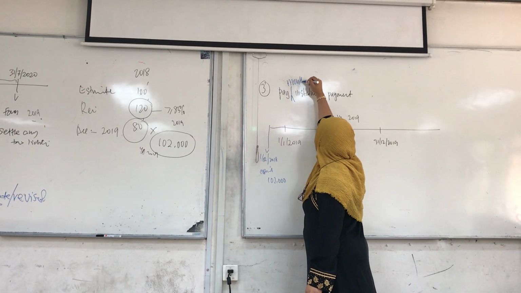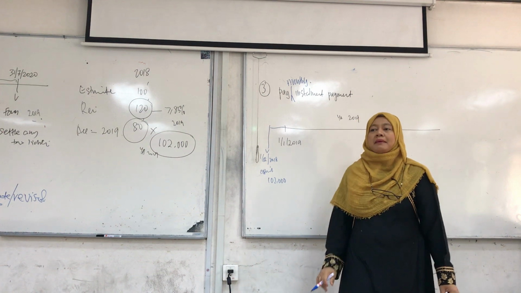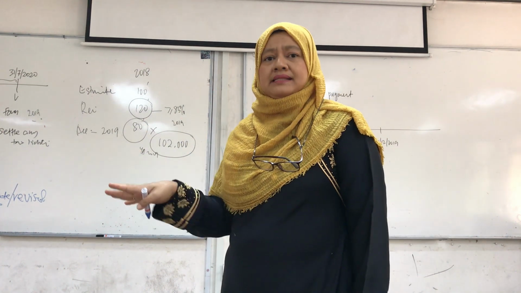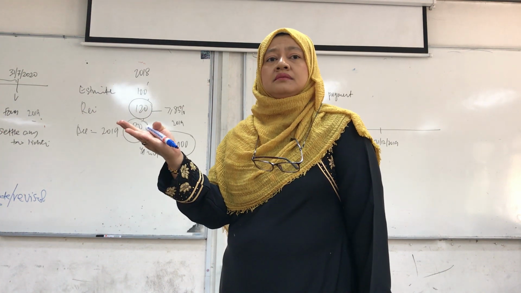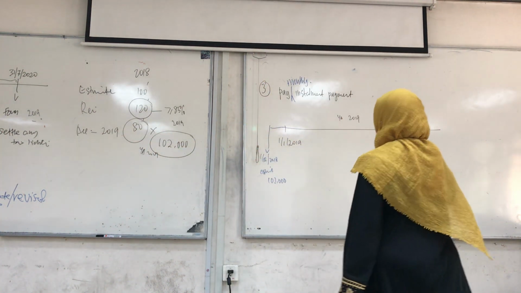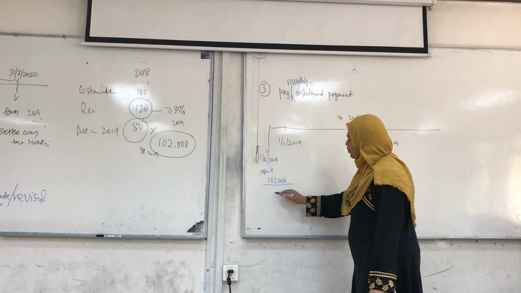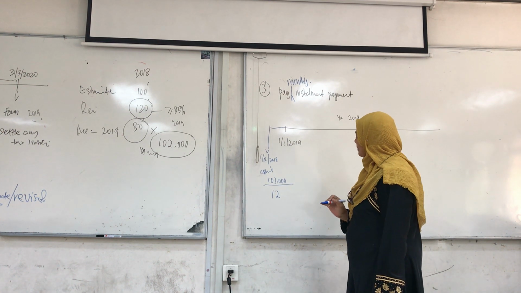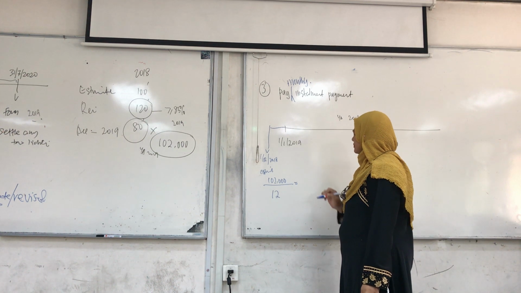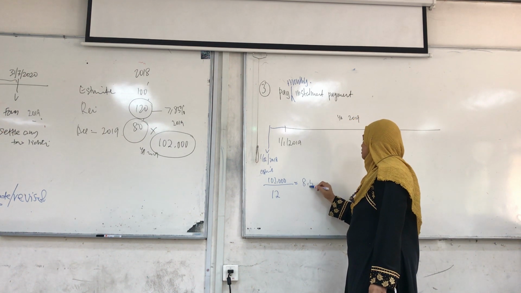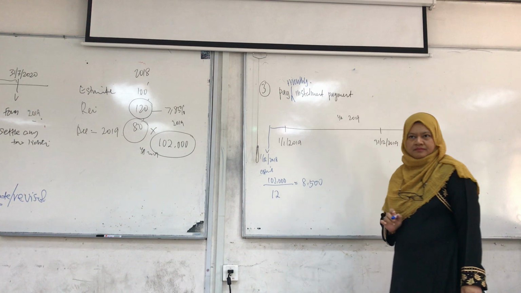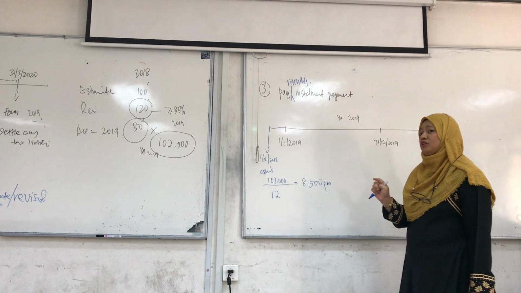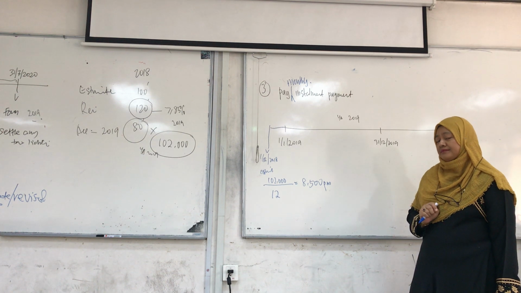monthly installment payment. What do you mean by monthly installment payment? You have to pay every month. For how many months? 12 months. Right? So whatever estimate that you have here, you're going to divide into 12. Yeah? So how much is per month? 8,500 ringgit. So per month you have to pay to Inland Revenue Board 8,500 ringgit.